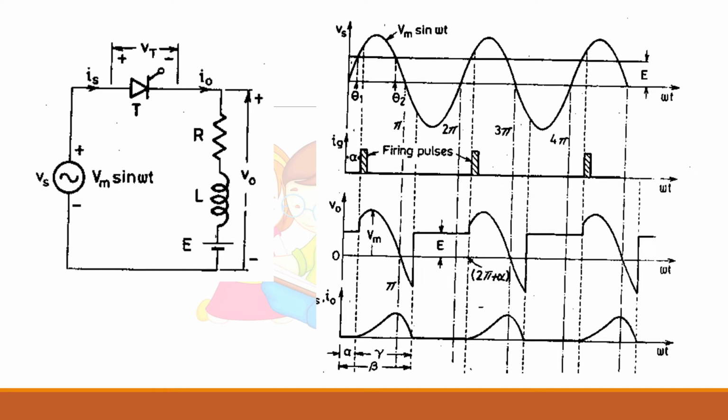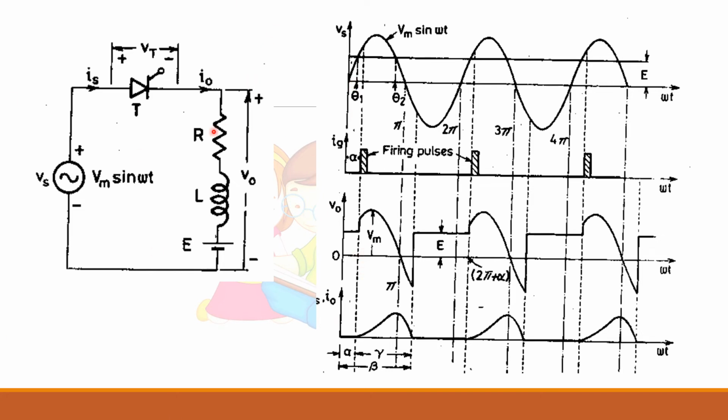Now let us see the output voltage waveform. Here you can see that this alpha is given after theta 1 so that the device will be forward biased and it starts conduction. You should not give alpha below theta 1. In this range you cannot give alpha.